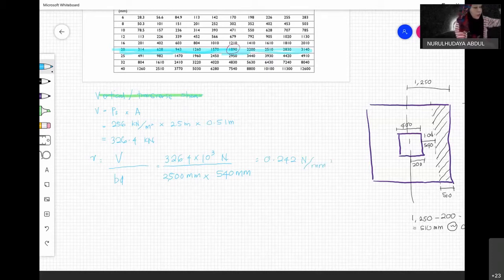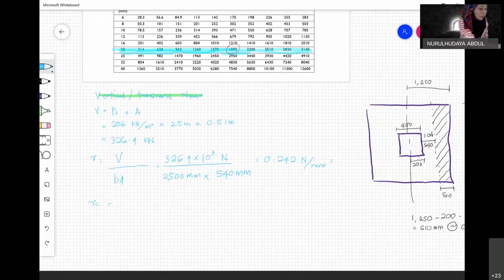0.242. Okay, what we need to do next, because we want to compare with the concrete shear stress. We need to see if the shear stress due to the force is exceeding the shear stress that can be resisted by the concrete. Then obviously we have to provide extra shear reinforcement. But if it does not exceed, meaning we do not need to provide shear reinforcement. So we have to check the concrete shear stress.